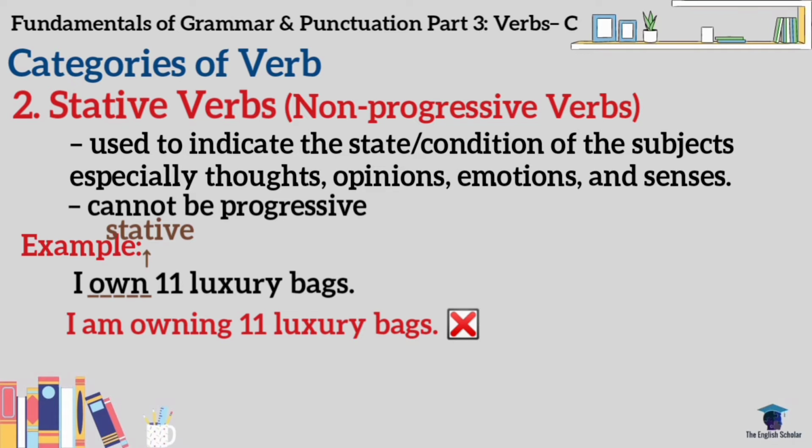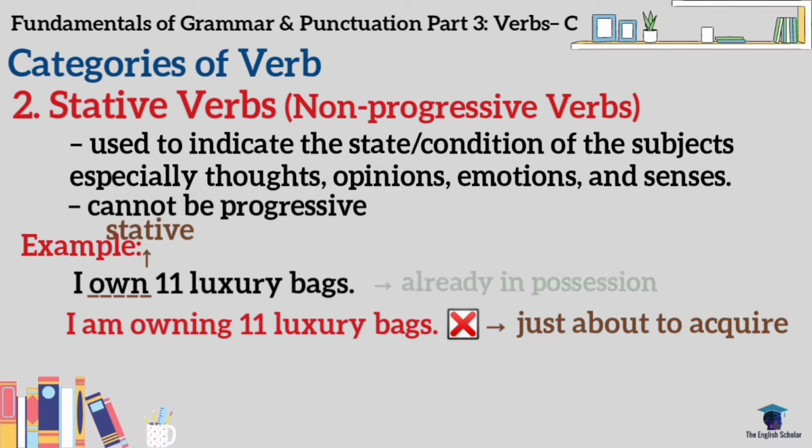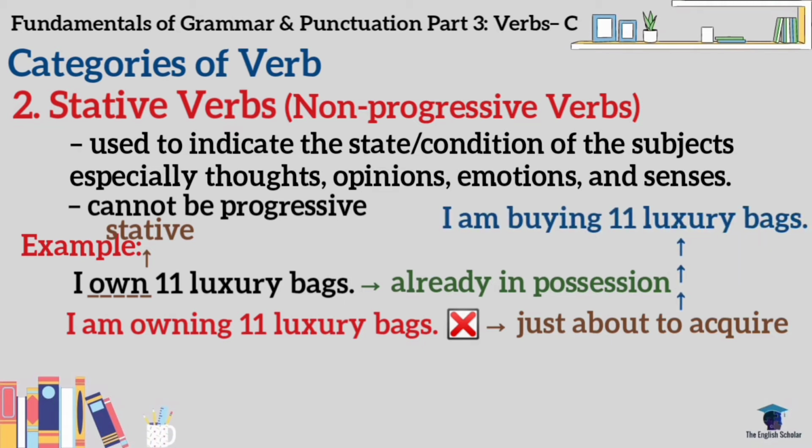Also, this is wrong because it is actually saying you are still about to acquire those 11 luxury bags instead of you already having them in your possession. But if you want to make a point that you are still planning to own luxury bags, then you use the word buy, which is an action verb, in this sentence. And to make it continuous, we would say, I am buying 11 luxury bags. Now that's the correct one.